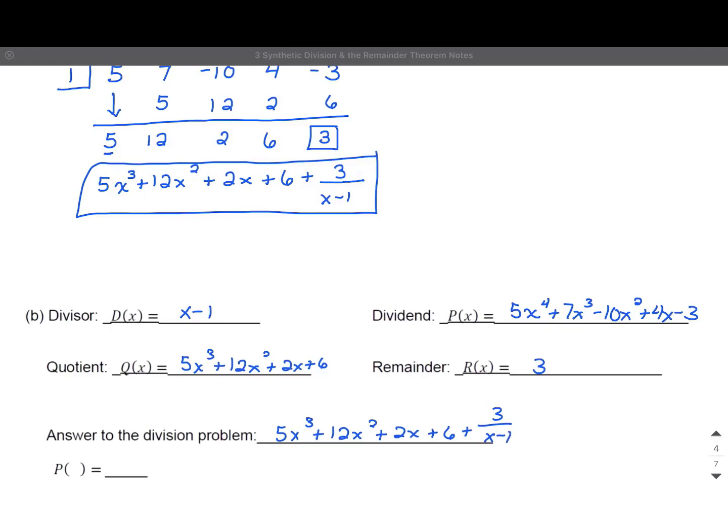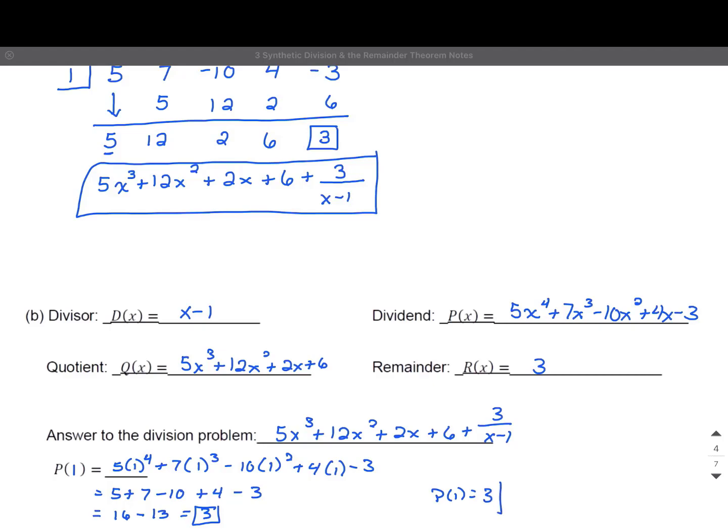Now again, I have another polynomial that I'd like you to evaluate. I want you to take that dividend and evaluate this time at 1. So we're going to have 5 times 1 to the 4th plus 7 times 1 to the 3rd minus 10 times 1 squared plus 4 times 1 minus 3. So I have 5 plus 7 minus 10 plus 4 minus 3. So 5 and 4 is 9, plus 7 is 16, minus 13. That gives me 3. So P of 1 is 3. Okay, and again, I'm going to come back to that in a little while.